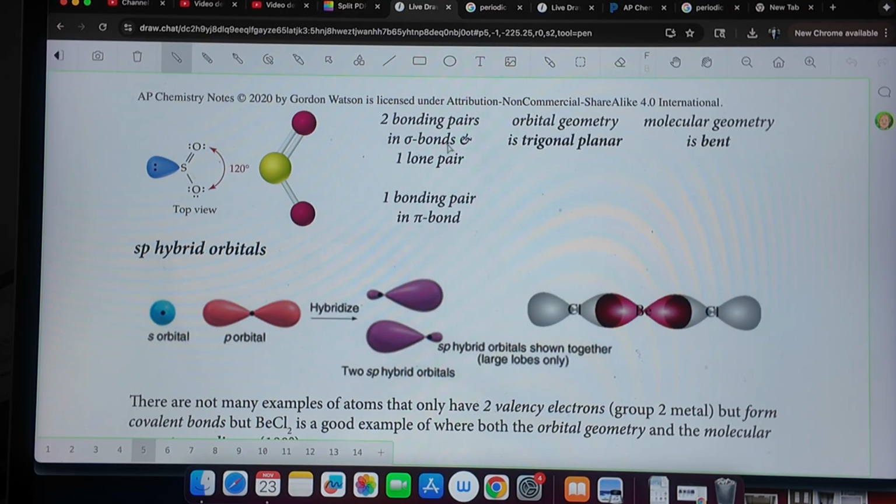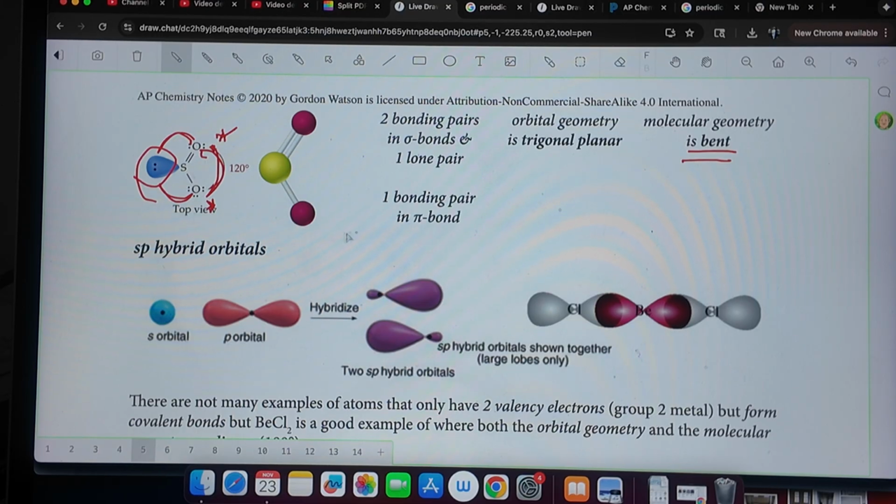Two bonding pairs in a sigma bond and 1 lone pair. So here we have 2 bonding pairs and 1 lone pair. And so this angle is 120, this angle is 120, and this angle is 120. And this is called bent. Okay, when you have 1 bonding pair, I guess they're not showing us an example here.